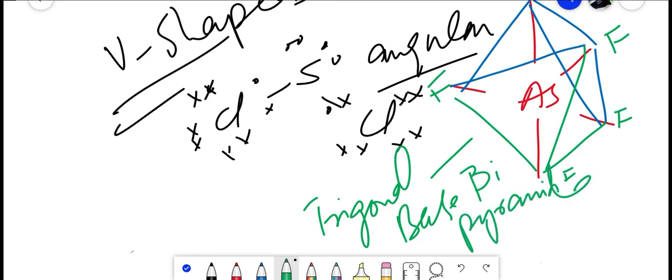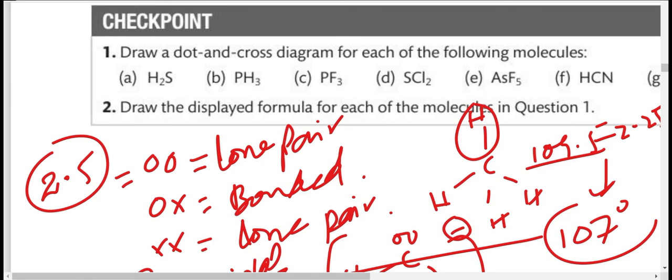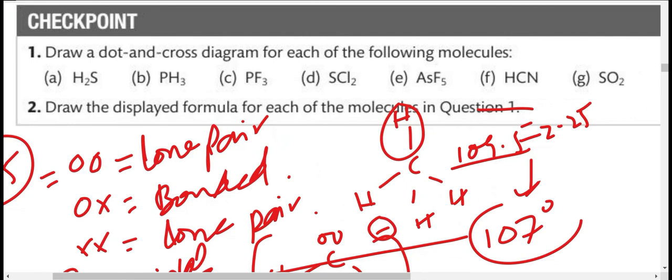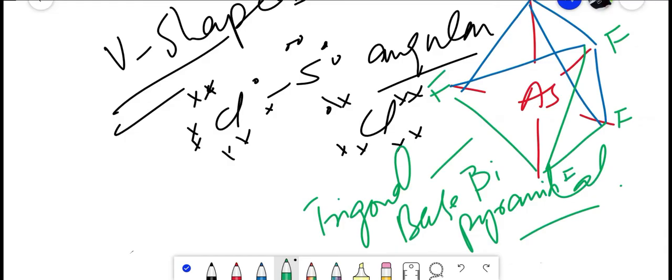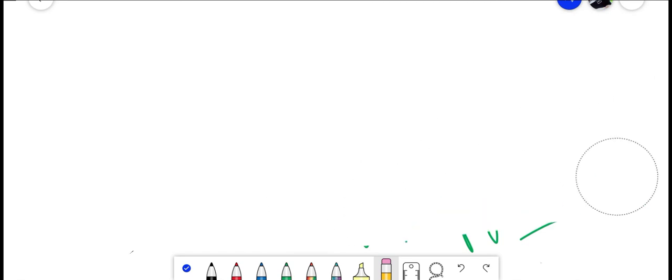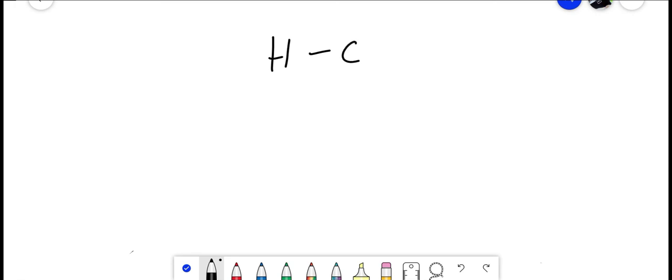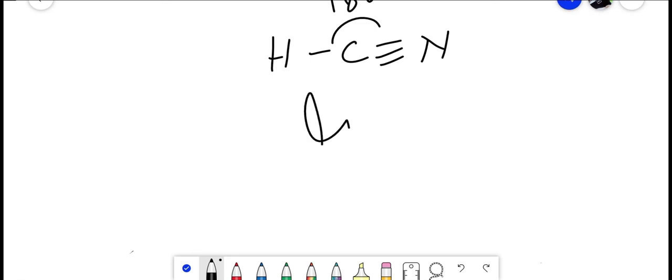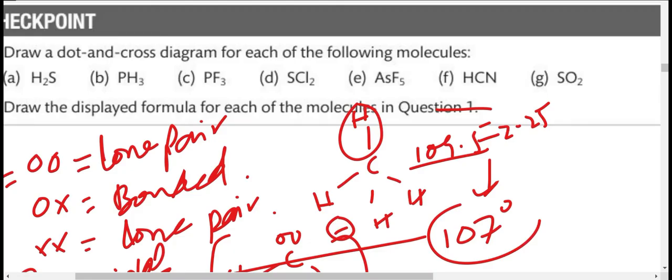Okay, SF6. Then SO2. Moving on to HCN, I'll draw the structure of HCN for you. This is H single bond, and then C triple bond N. The structure is 180 degrees. It's linear.